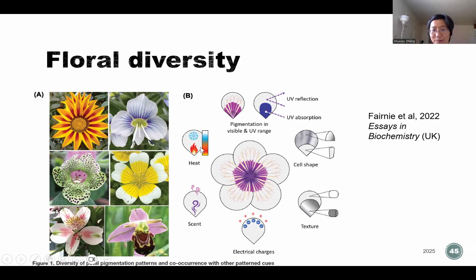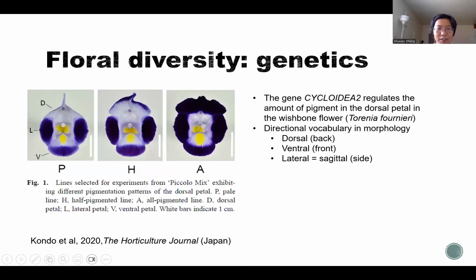Depending on whether or not there's temperature differences, you can actually have difference in pigmentation. There's difference in cell type between the tip and the base of the petal, in terms of scent, variation in cell shape and texture, and even electrical charge between the different portions of the flower. A practical example of this, reflecting research that's currently underway, is the gene cycloidea in the wishbone flower. And this is one gene that regulates the pigment or color deposition of the flower, but specifically in the dorsal side.